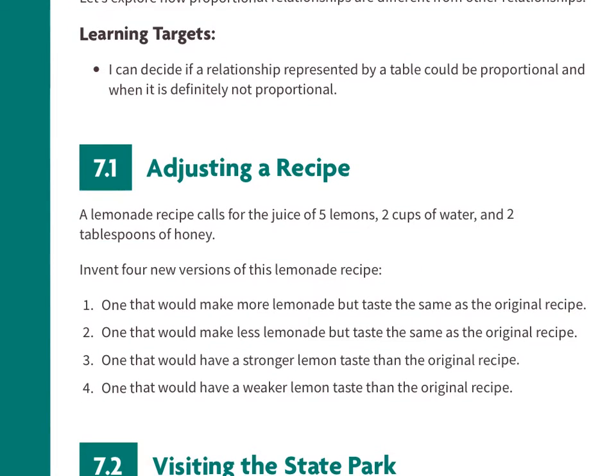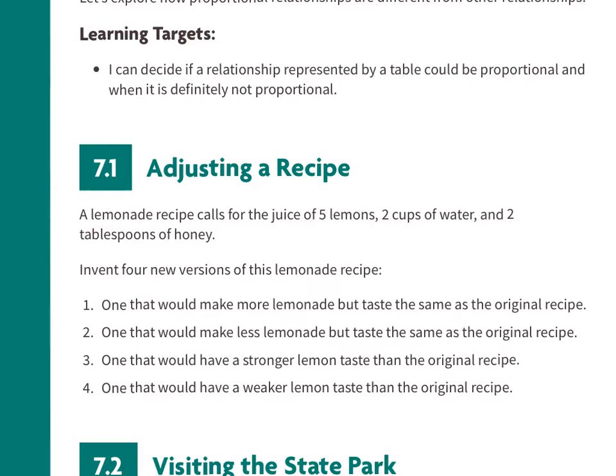Number one, one that would make more lemonade that would taste the same as the original. So I need to make more, so I could just multiply each of the 3 ingredients by the same number. So I can multiply by 2, I can multiply by 3, 20, whatever you want. Just got to be multiplied by the same number. So if I multiplied by 2, I'd get 10, 4, and 4. So 10 lemons, 4 cups of water, and 4 tablespoons of honey.